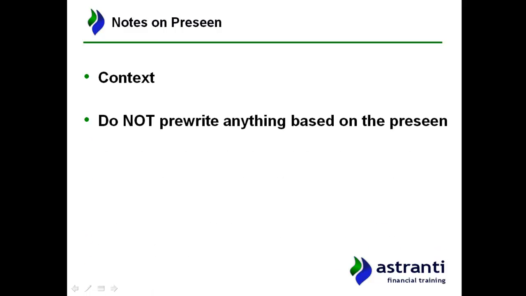But it's worth noting that you shouldn't write anything based on the pre-seen just for the sake of it, because you're not necessarily going to be tested on something that's in the pre-seen. You'll be tested on the unseen material that you are given in the exam. If that unseen material is nothing to do with the material in the pre-seen, then you shouldn't be using the pre-seen material to answer the question. You must always use the unseen material.